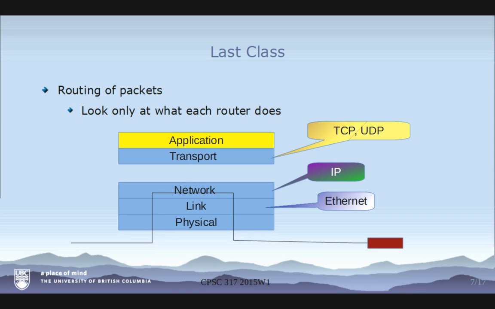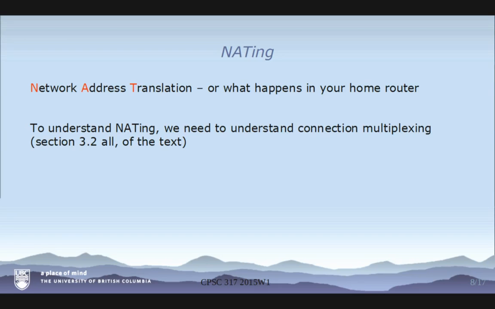And what I want to switch to now is NATing, which is network address translation, or basically, how does your home router work? Because your home router works a little bit different, typically, than the big routers that you have in the internet or that have at UBC and stuff like that. So how do they work? To understand this, we first have to understand the idea of connection multiplexing.